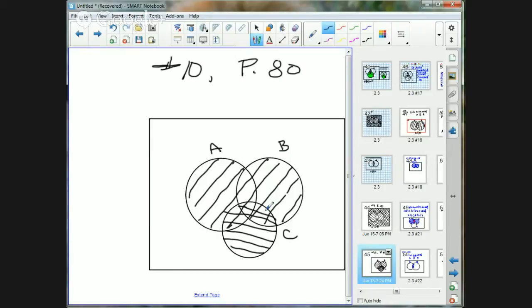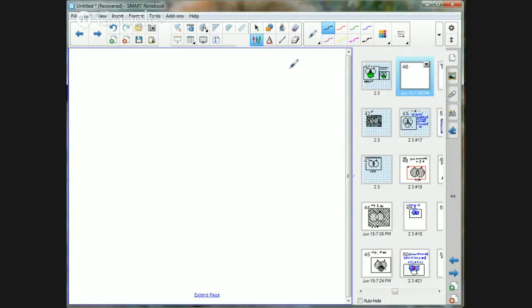Actually, let me do number 10 another way, because we're working with the numbered regions instead of a Venn diagram. Okay, so let me just do it again. Nothing wrong with what we did, but they wanted us to do it with numbers. So here's doing the problem again. So we have C intersect A union B. Okay, and C is 4, 5, 6, 7? 4, 5, 6, and 7.